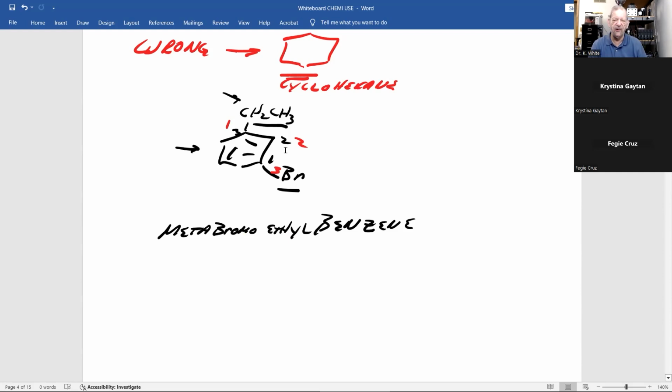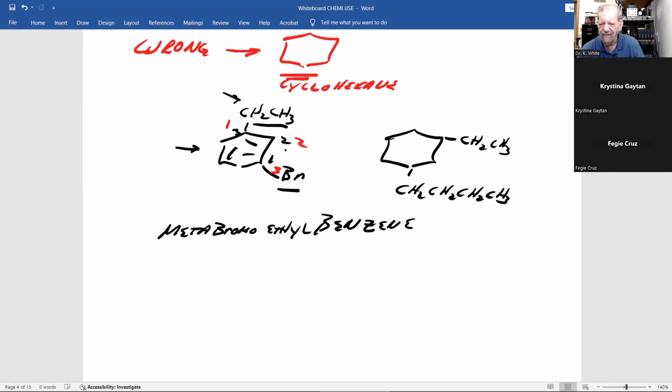And if there's more than 2 groups, you use numbers. Now, when you have something like this, let's look at this structure. We have a benzene ring, but notice you have a methyl group. So that's toluene. This is number 1 always. And when you have more than 2 groups, you use numbers and you number in a way, clockwise or counterclockwise, to give the alkyl groups the lowest numbers.